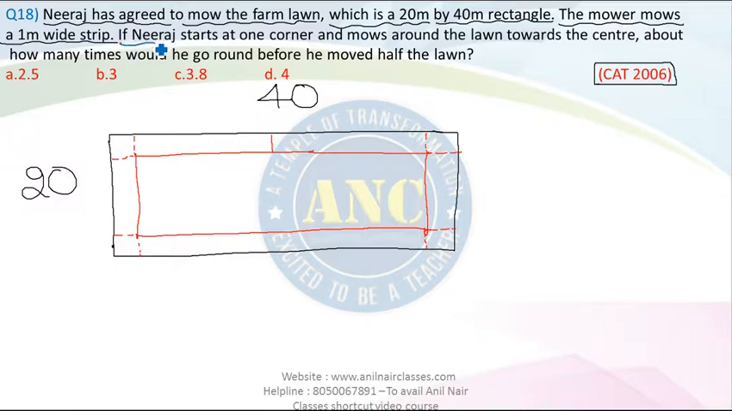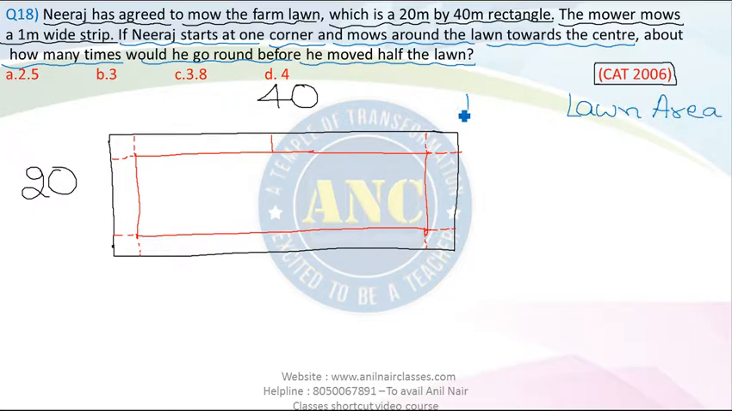Next, if Neeraj starts at one corner and moves around the lawn toward the center, about how many times would he go round before he mowed half the lawn? Now forget about half the lawn. What is the lawn area? What is the lawn area initially, the initial lawn area before he mows something?